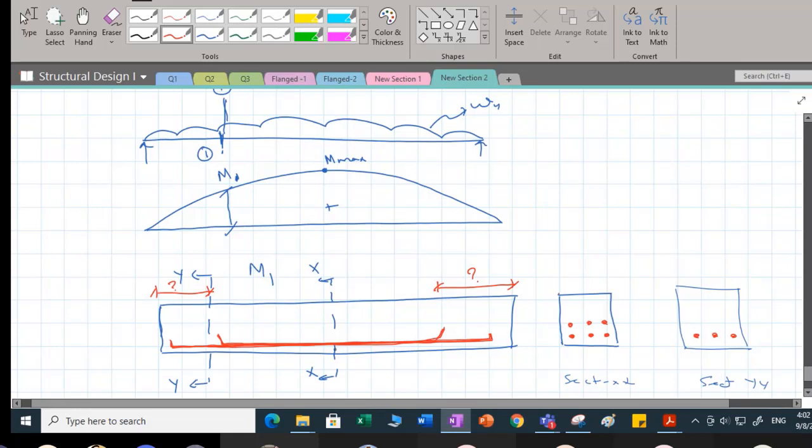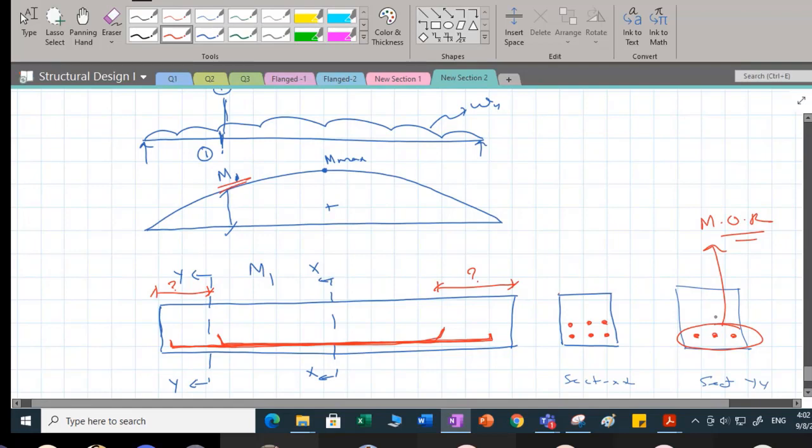In section XX, at midspan, you can see 6 number of bars, but near support, if I cut a section YY, I see 3 number of bars. Why I have done that? Because near support, my moment is less. Now, if my moment is less, whatever 3 number of bars I provide are going to give me a moment of resistance more than whatever moment is going to come over here.